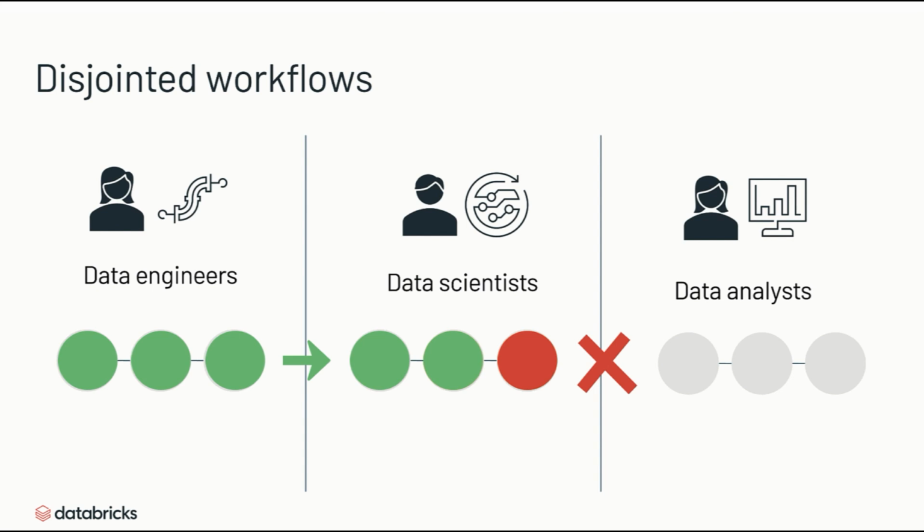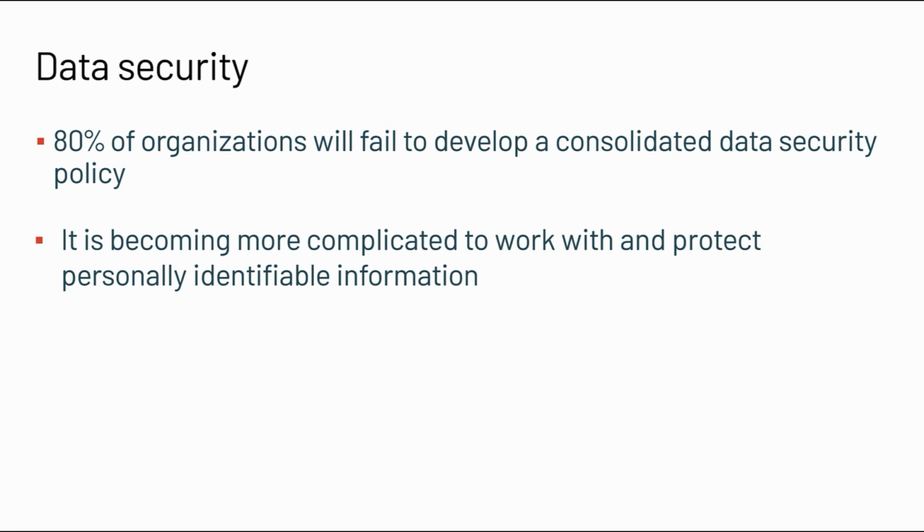You might have teams, and this is really common, working with different versions of the same data. This also leads to data security issues and governance issues, and ultimately, you will have a less productive data team. And we talked about this a little bit, but definitely want to pull out data security challenges as its own section here, because we've referenced Gartner a few times in this session already, and according to Gartner, 80% of organizations will fail to develop a consolidated security policy.